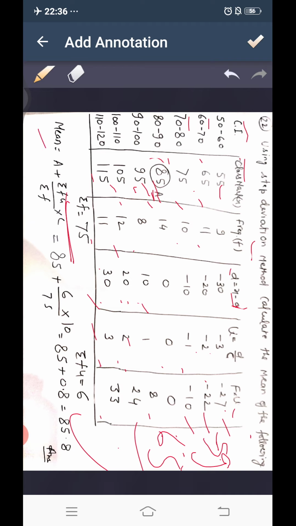Now mean by step deviation, that is A plus sigma fu upon sigma f into c. So we can see we have taken assumed mean 85. This sigma fu is 6 upon 75 into c 10. So on solving we get 85 plus 0.8. So our mean is 85.8. That is our required answer.